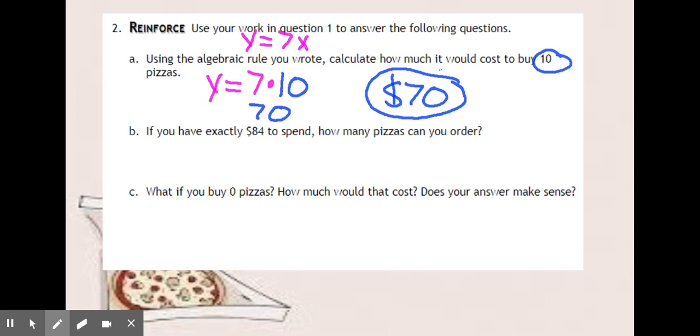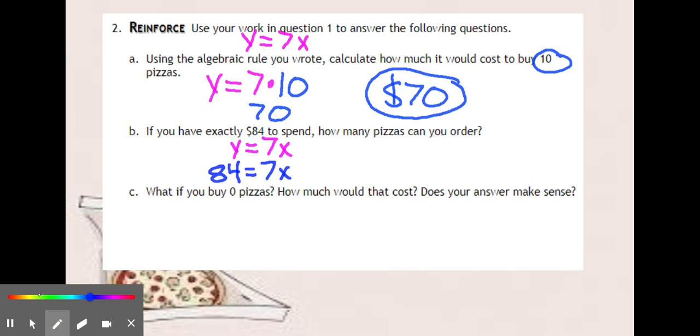In part B, it asks us, if you have exactly $84 to spend, how many pizzas can you order? Well, this time, instead of given the pizzas, I'm given the money. So I still can use y equals 7x. But they tell me I have $84, and I know that my 84 is my y because the money was the y. So I get 84 equals 7x.